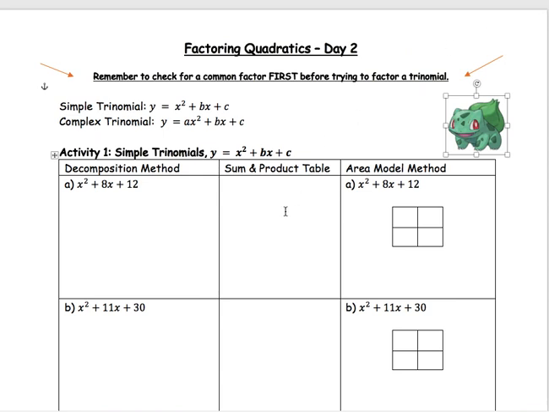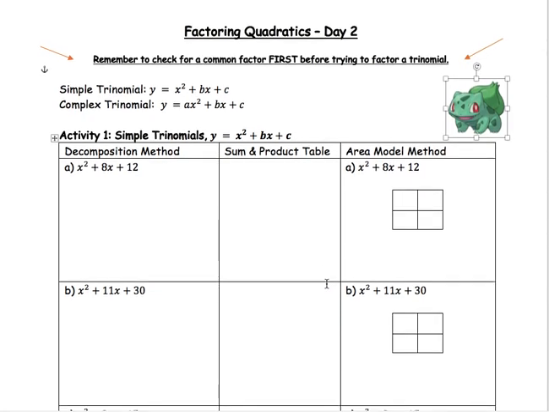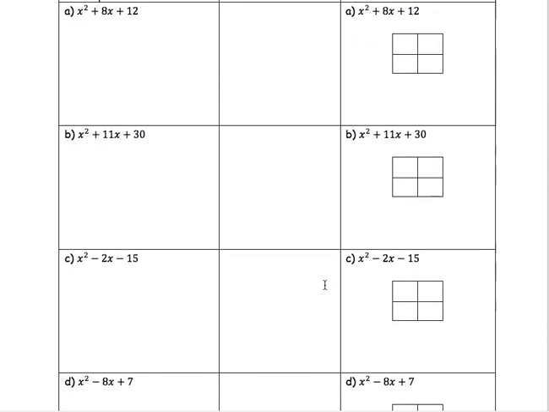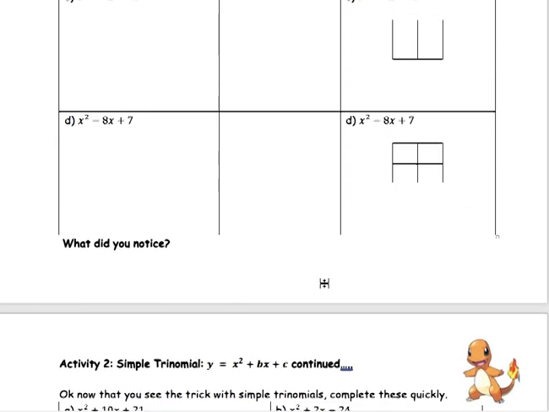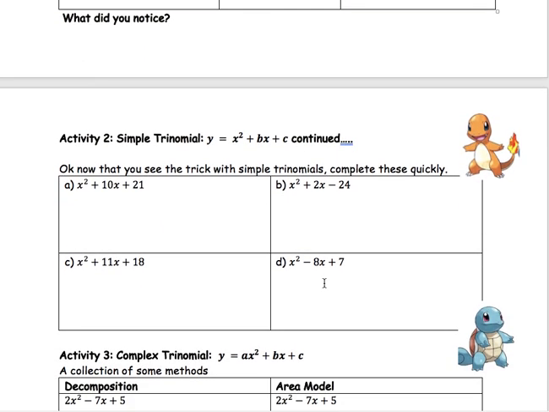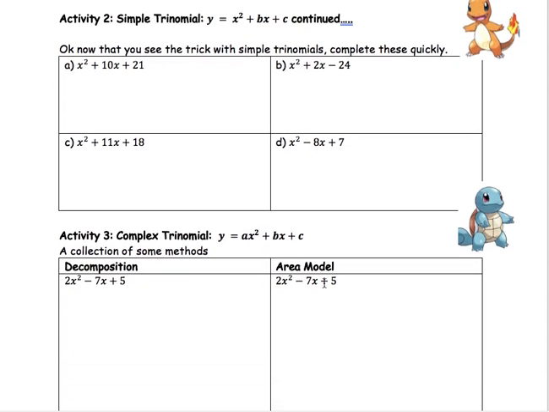For the first bit of the video, I'm just going to do a quick review. Hopefully you're at the point where if you know it's a simple trinomial, you can do the quick trick method. Otherwise, I'm going to go over these two methods again, because students always need another day with factoring quadratics to get really good. If you're feeling confident, you can jump to the part of the video when I get to activity 2 here. Oh no, not activity 3.